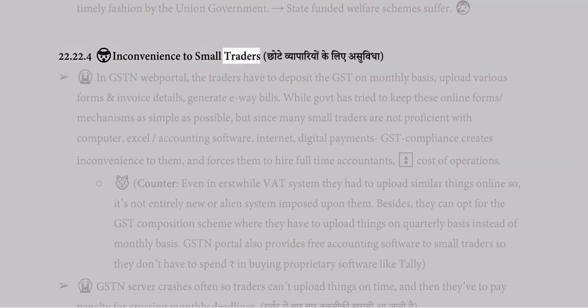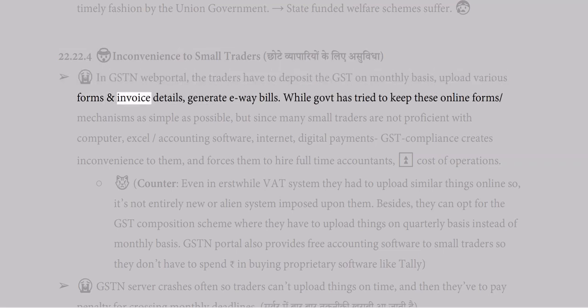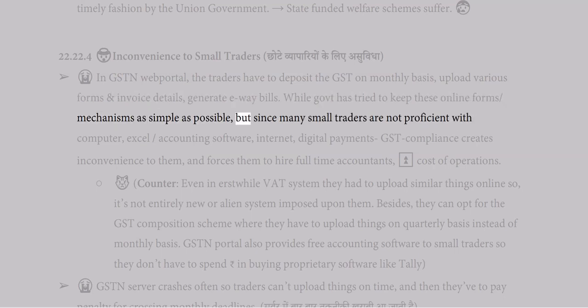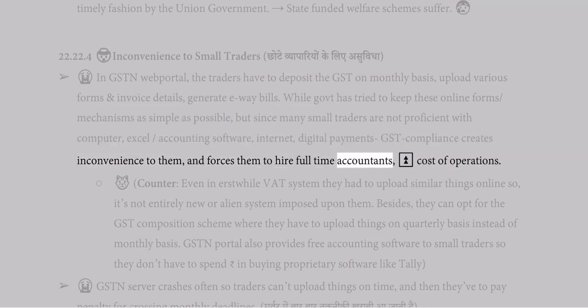22.22.4 Inconvenience to small traders in GST and web portal. The traders have to deposit the GST on a monthly basis, upload various forms and invoice details, generate e-way bills. While the government has tried to keep these online forms and mechanisms as simple as possible, many small traders are not proficient with computers, Excel or accounting software, internet, digital payments. GST compliance creates inconvenience to them and forces them to hire full-time accountants, increasing cost of operations.